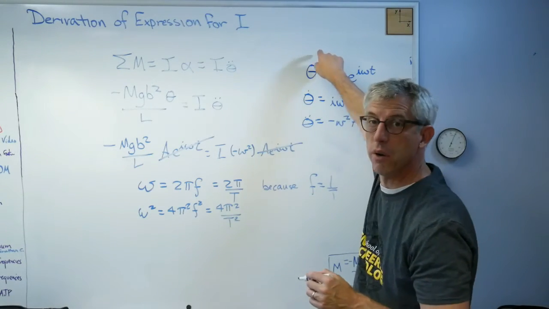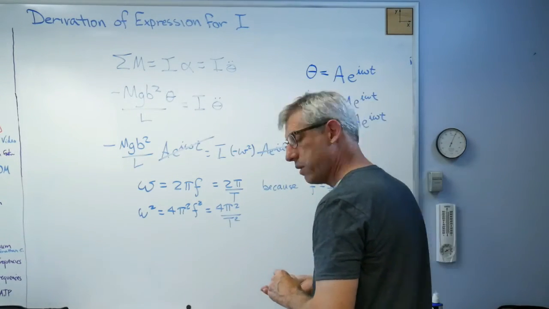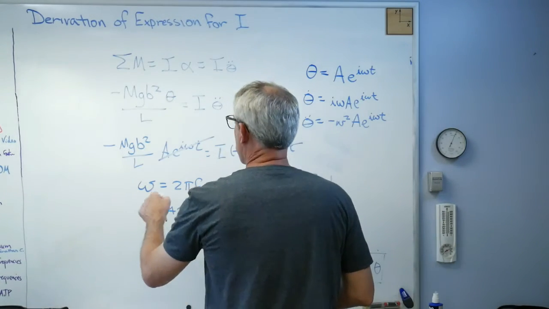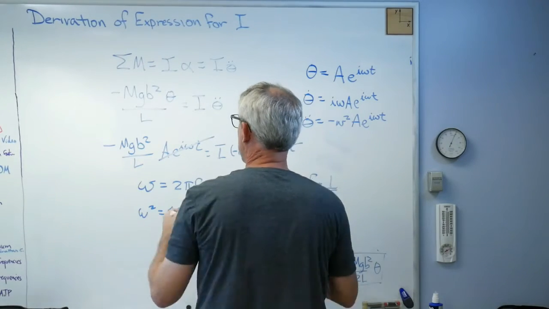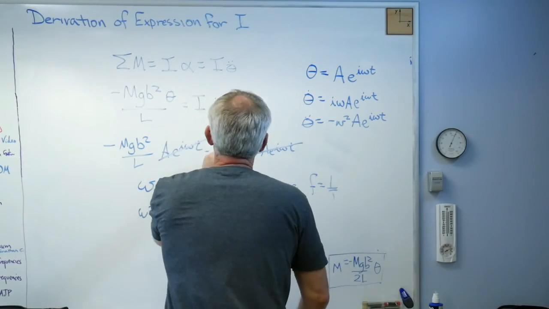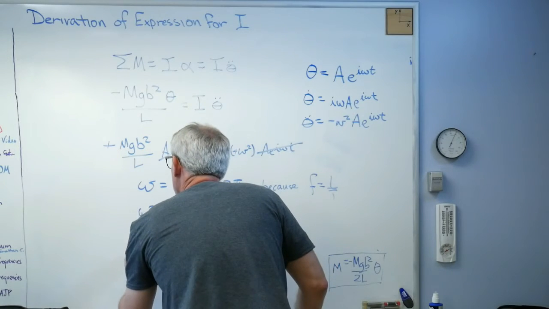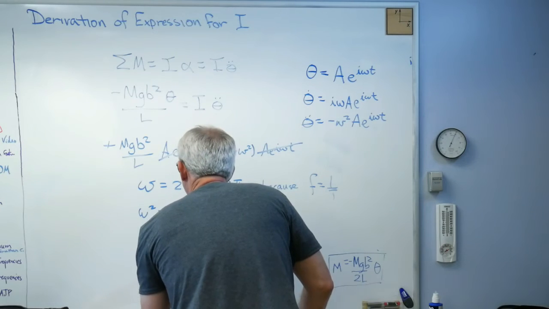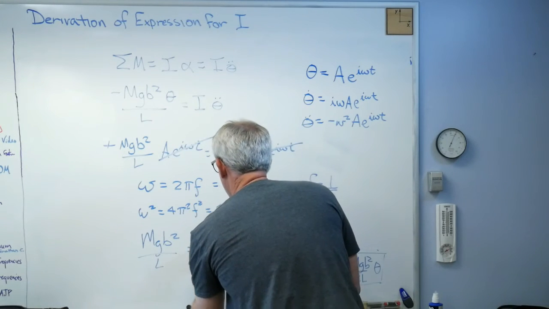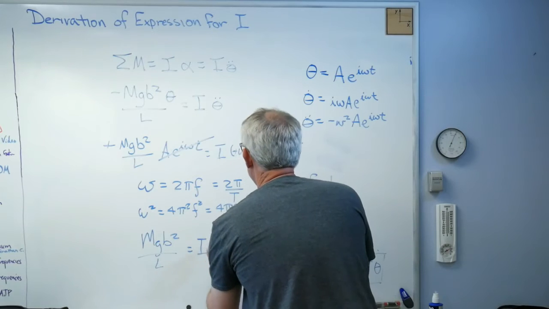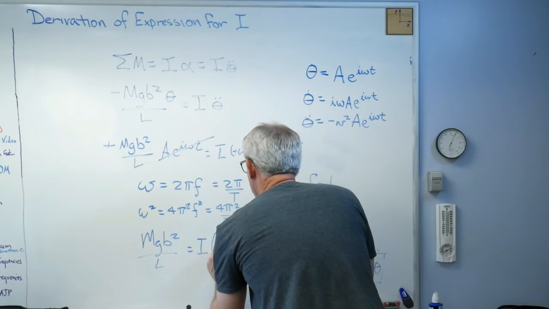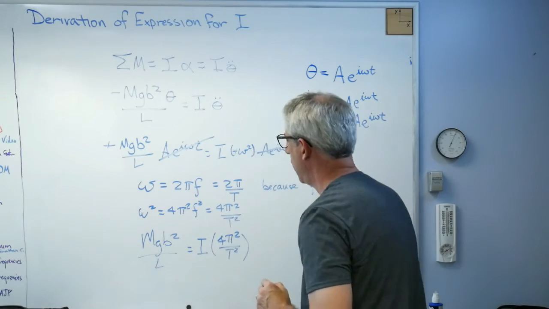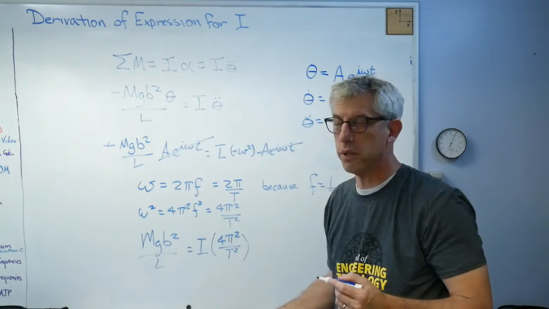I'm going to go back up here to write the final equation out. Do I have room? Yeah, I guess I got room. Let's do it this way. So let's plug this into that. All right, so my negatives are going to cancel out there, so I get mg b squared over L. Now I've got I, and I've got this omega squared there, so 4 pi squared over T squared. All I've got to do is push that stuff over to the other side and I'm done.